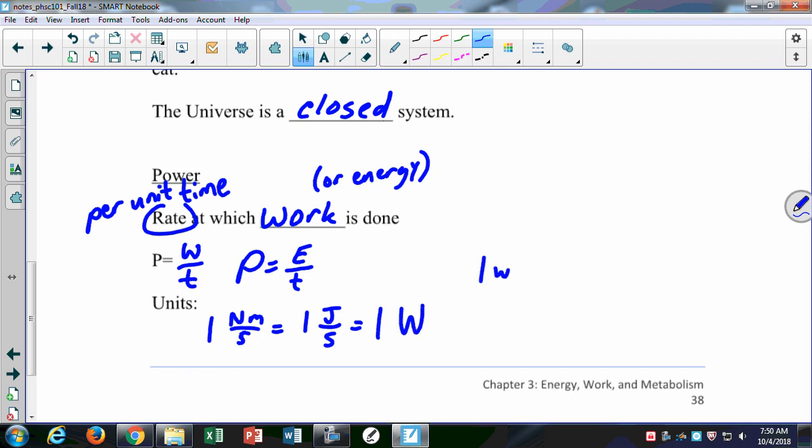And so 1 watt, if I want to convert that into its basic SI units, I would go back to this Newton meter per second right here. These are both in the MKS system. I need to break the newtons down into their basic SI units. Remember, 1 newton is 1 kilogram meter per second squared. Right? Mass times acceleration. So 1 watt is going to be 1 kilogram meter per second squared.